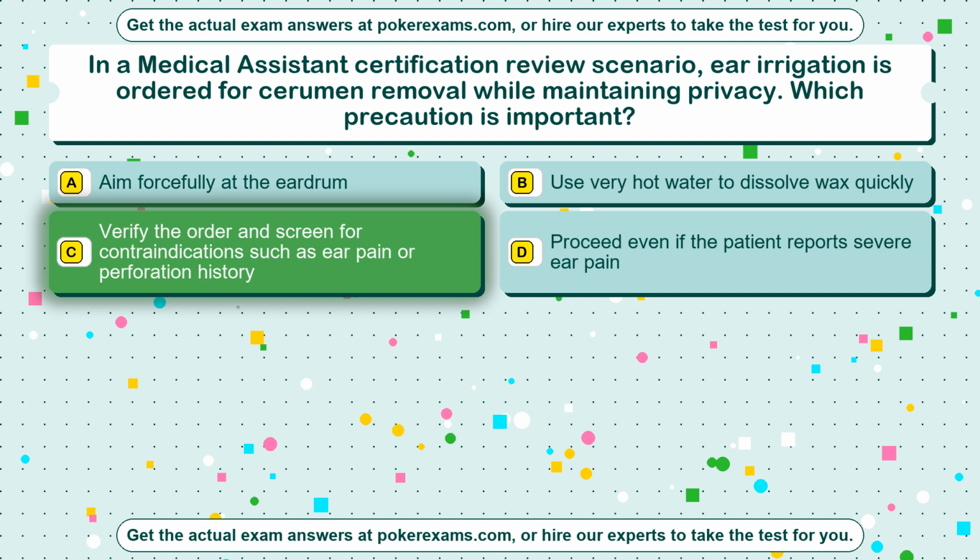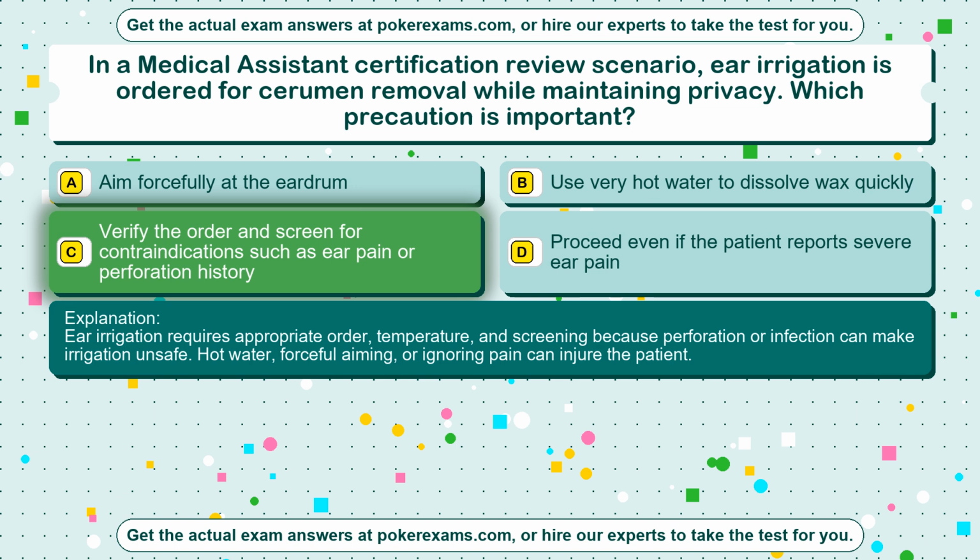The correct answer is option C, verify the order and screen for contraindications such as ear pain or perforation history. Ear irrigation requires appropriate order, temperature, and screening because perforation or infection can make irrigation unsafe. Hot water, forceful aiming, or ignoring pain can injure the patient.